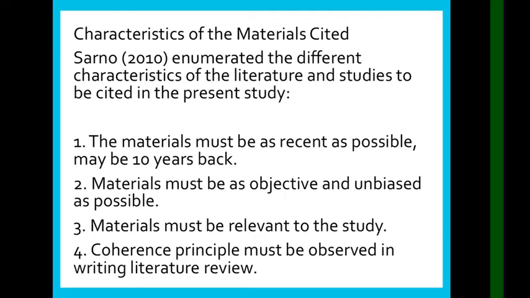There are different characteristics of the material cited. Sarno enumerated the different characteristics of the literature and studies to be cited in the present study. First, the material must be as recent as possible, maybe 10 years back. Second, materials must be as objective and unbiased as possible. Third, material must be relevant to the study. 4. Coherence principle must be observed in writing literature review.